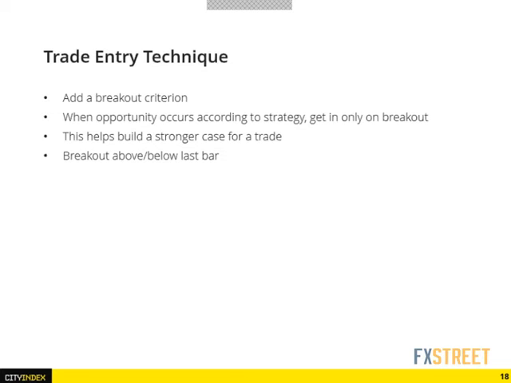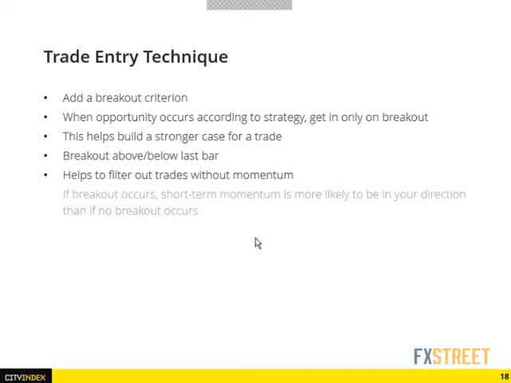I'm looking for a breakout of a support and resistance level, and then I'm looking for a breakout above or below the last bar of that breakout bar, as my trade entry technique. Why am I looking to do this? I'm looking for the current, short-term momentum of the market to agree with my trade, to agree with my larger rationale of going with the trend. Breakouts help to filter out trades that don't have any momentum.